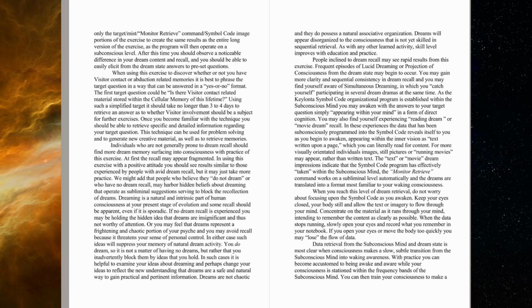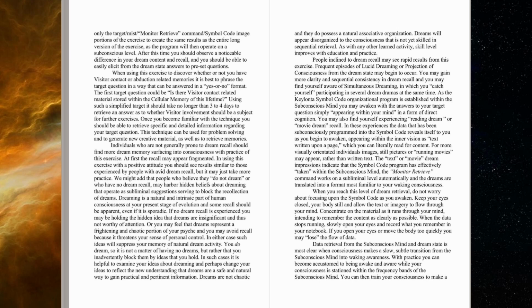As the Keylonta symbol code organizational program is established within the subconscious mind, you may awaken with the answers to your target questions simply appearing within your mind in a form of direct cognition. You may also find yourself experiencing reading dream, or movie dream recall. In these experiences, the data that has been subconsciously programmed into the symbol code reveals itself to you as you begin to awaken, appearing within the inner vision as text written upon a page, which you can literally read for content. For more visually oriented individuals, images, still pictures, or running movies may appear, rather than written text.